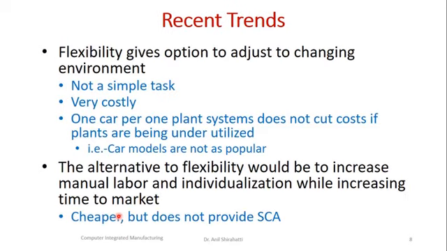Now flexibility in flexible manufacturing gives the option to adjust to changes in the environment, not simply a task. Very costly. One car per one plant system does not cut cost if the plants are being underutilized, or car models are not as popular. The alternative to flexible would be to increase manual labor or individualize while increasing the time to market. But that is cheaper but not provided by us.